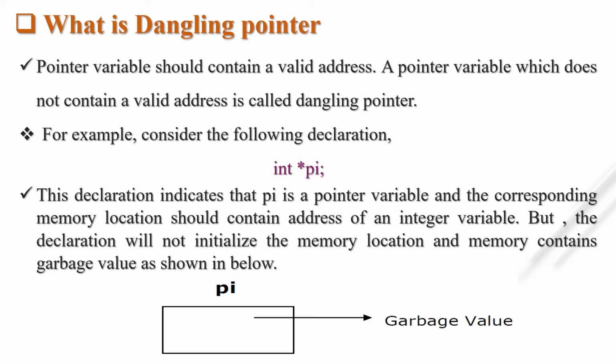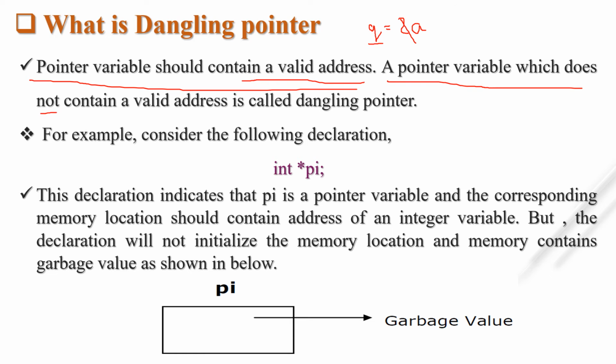So the next topic is, what is a dangling pointer? The pointer variable should contain a valid address. As we know, in the previous example, q equal to, we allocate some address as a value to the pointer q. So it must contain a valid address. A pointer variable which does not contain a valid address is called a dangling pointer. If this q pointer does not contain a valid address, then this pointer is known as a dangling pointer.